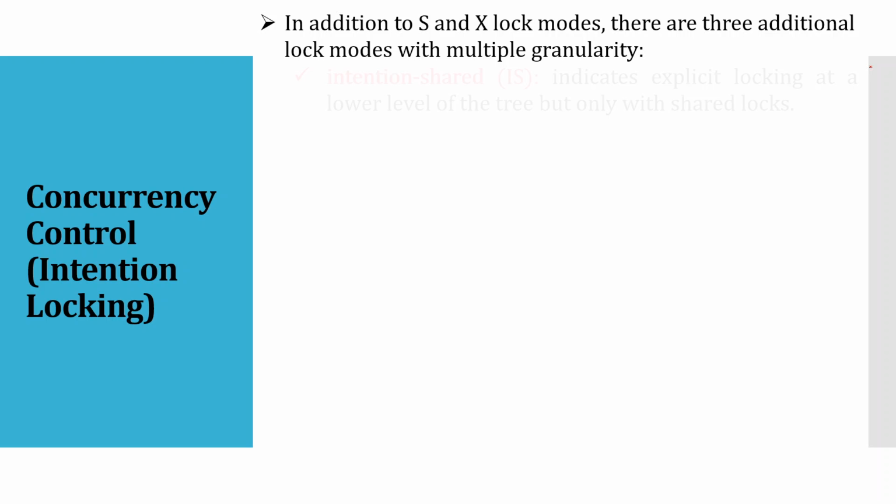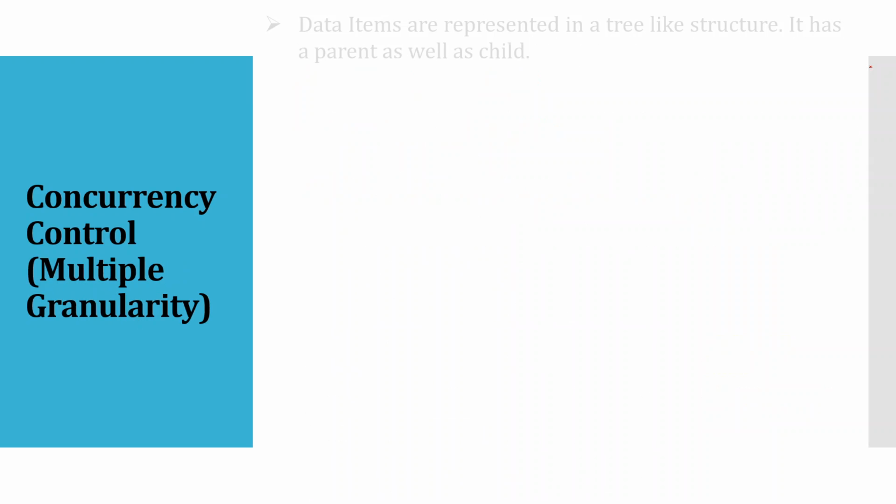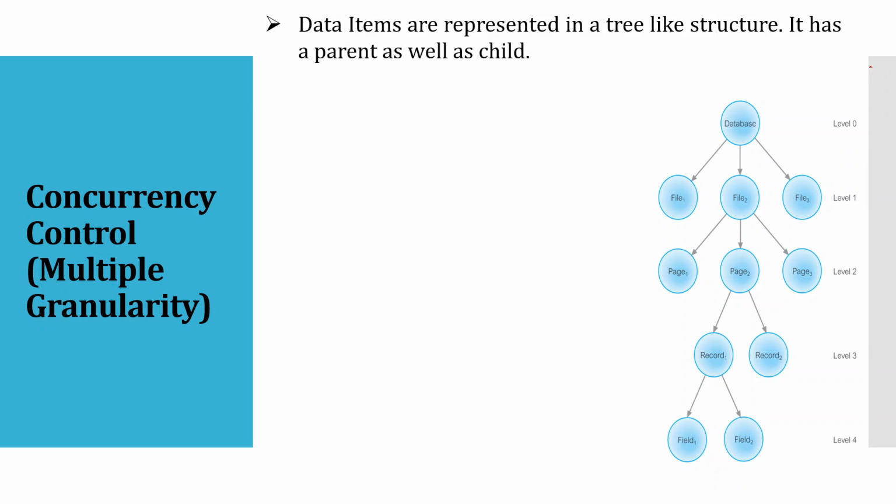Then we have intention locking. Intention locking means you are forcing some particular data items to be locked because some of the data items are locked by the transactions. So this is the example. If I am locking page 2, then I have to intentionally lock all these items, you can see, because they are the dependents of page 2. So this is what intention locking, or multiple granularity, is.